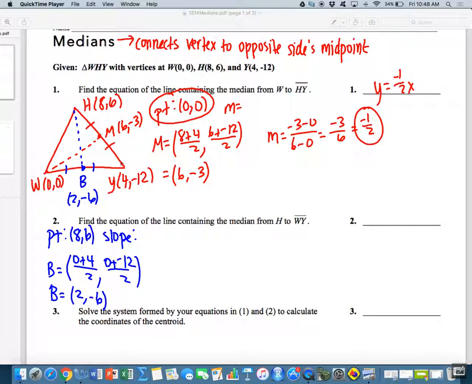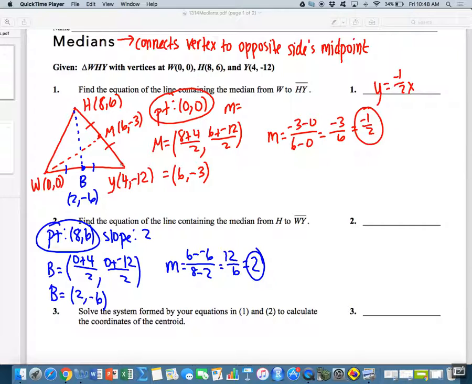Okay, now that we have the midpoint, we can find the slope. So remember y2 minus y1, so we're using H and B. So we have 6 minus negative 6 over 8 minus 2. So this ends up being 12 over 6, which is just 2. Okay, so now we have a point. I'm going to use point H, you could use point B, and then we have the slope.